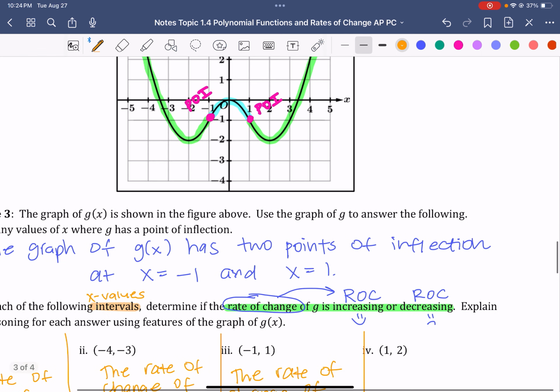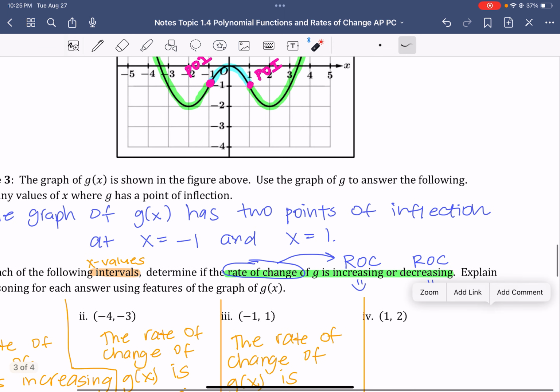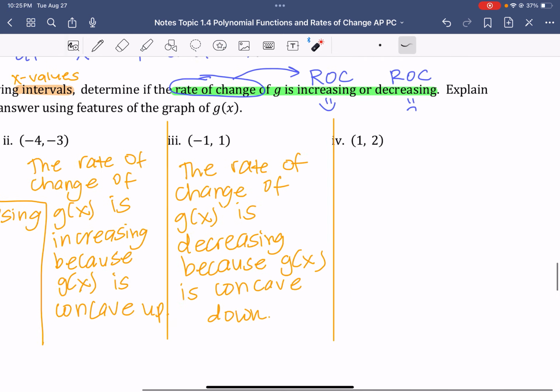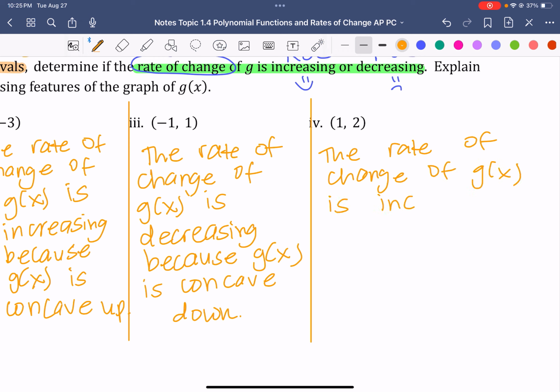Last one, from 1 to 2. You see that's part of the green smiley face. That means that that is also concave up, which means the rate of change is increasing. So we'll say the same thing, the rate of change of g of x is increasing because g of x is concave up.